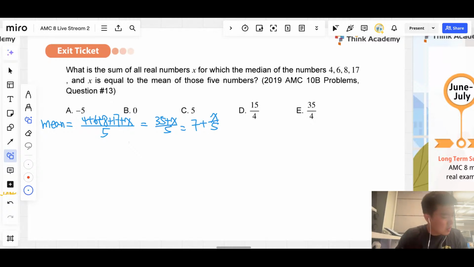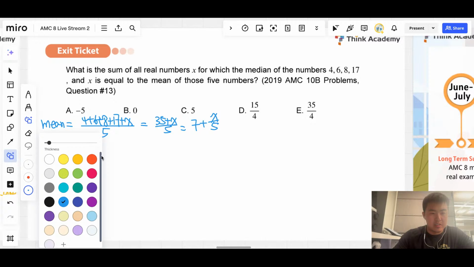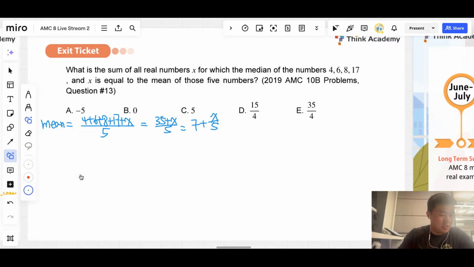Now, what are the other conditions? We're looking for the median of this sequence to be the same as the mean. So there are several possible cases for the median. Let's try the method of enumeration, which means we're going to list them case by case. So I will say there are 3 possible cases.